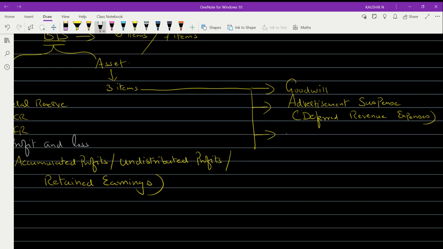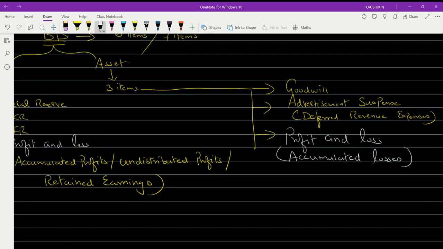The next item which we are going to see is, again, there is a possibility of profit and loss account appearing on the asset side of the balance sheet. This profit and loss is denoting our accumulated losses.